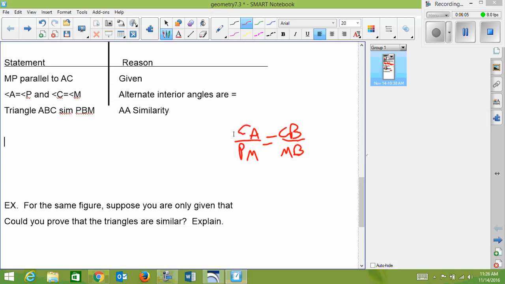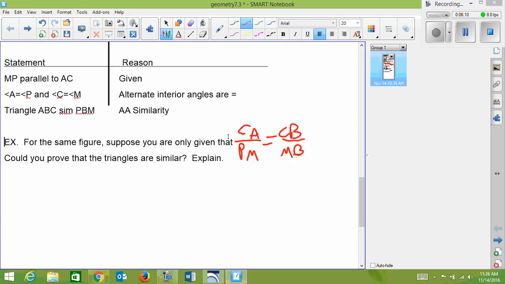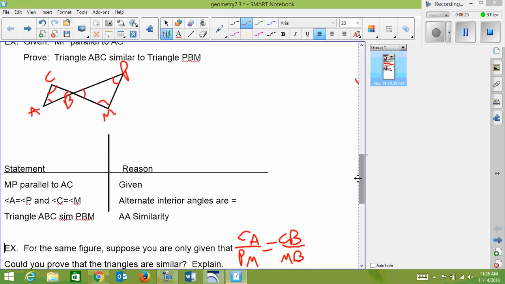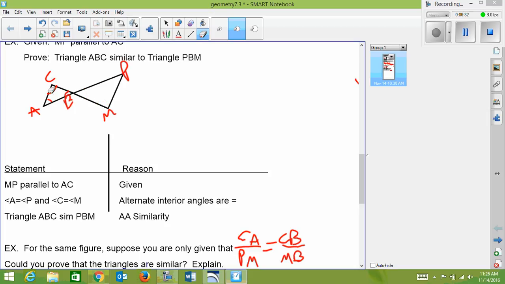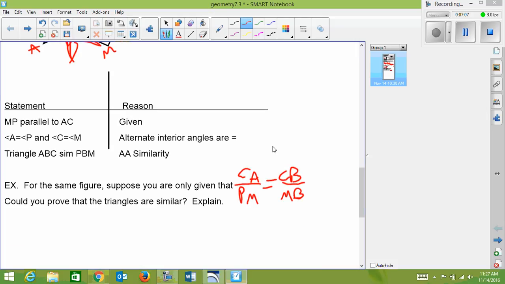This piece right here actually goes with this other problem. It got moved down. So my last example for the same figure, suppose you are only given that CA over PM equals CB over MB. Could you prove that the triangles are similar? So if I go up here and look at it, let me erase some of my marks here if I can. So now they're saying, for the same figure, suppose you're only given that CA over PM. So this side right here over this side is equal to this side over this side. They're asking, if that's all you were given, is that enough information?